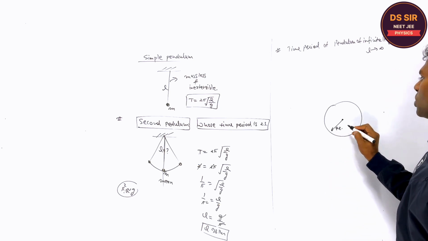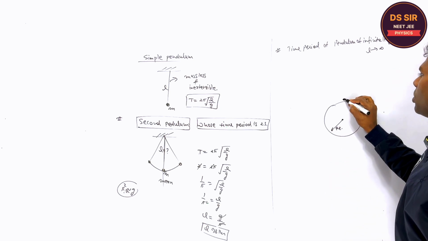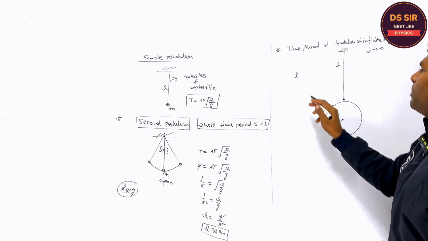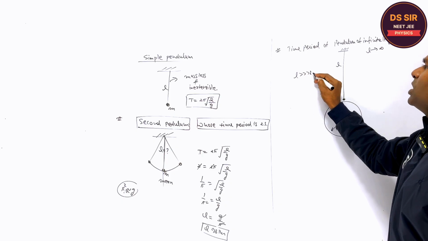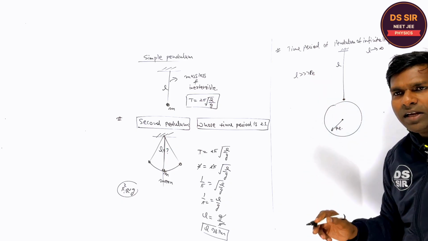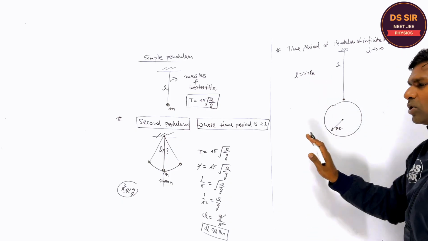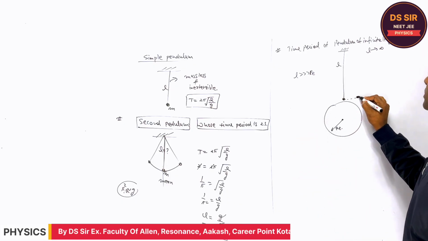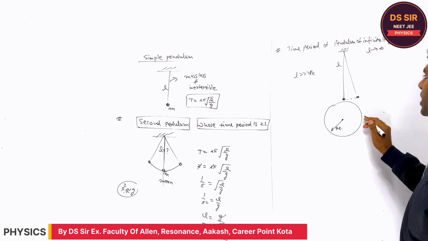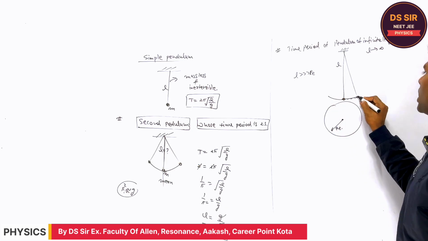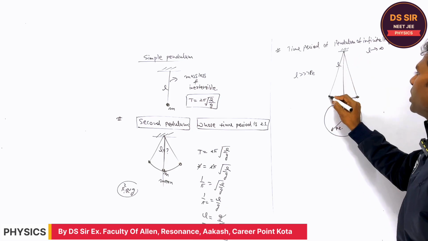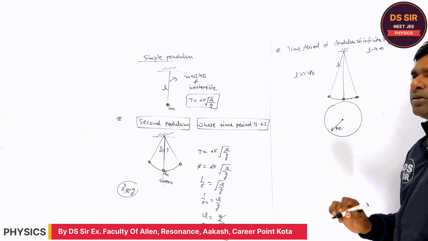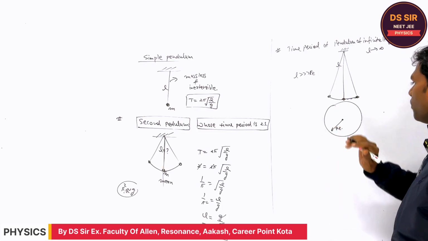So if this is the radius of the earth and this is the simple pendulum, and the length is supposed to be capital L, this length of the pendulum is very, very large as compared to the radius of the earth. Now if this bob is displaced a little bit and it is released, then it will start oscillating about its mean position like this. Are you getting or not? So what you have to do is find its time period. How to find this time period?